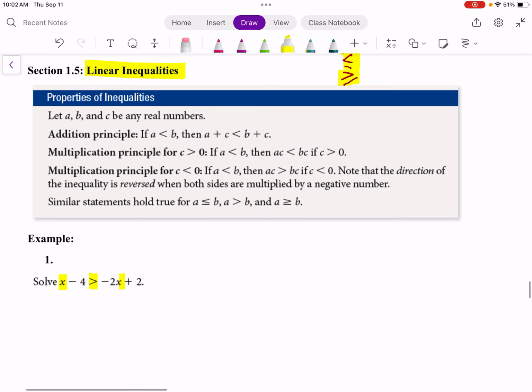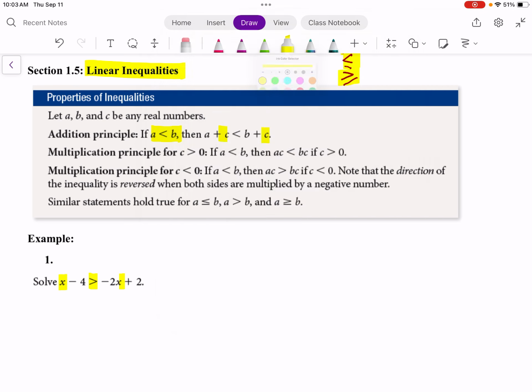Now very similar to a linear equation, if we have an inequality a less than b, or a greater than b, or any inequality, we can always add the same number on both sides of the inequality. Like when we are solving an equation, we are allowed to add the same number on both sides. It does not change the solution of the inequality. We are allowed to add or subtract exactly the same number on both sides.